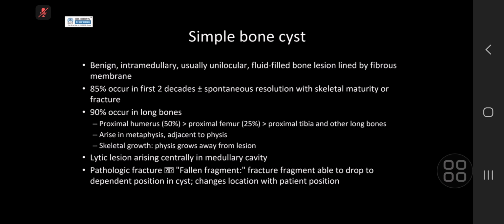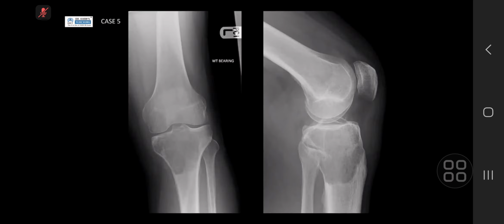So as the child grows, they tend to move away from the physis. So you can see there's a fairly long lesion. And someone has also mentioned in the chat, you get that pathognomonic fallen fragment sign when they do have a pathological fracture through the lesion. Candidate 1.